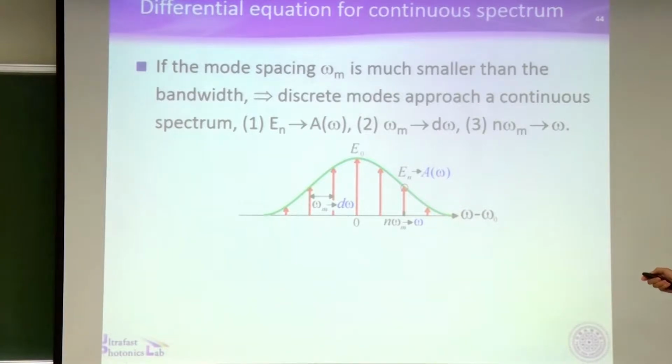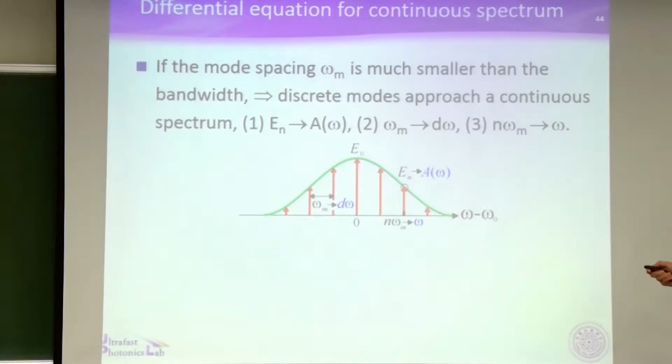Now it becomes a single unknown spectrum, big A of omega, continuous spectrum. 所以我不再需要解无穷多个 phasor， 我就解一个未知的光谱就好了。Okay? Your mode spacing becomes d omega, the frequency increment in calculus. And the n times omega m, the frequency of the nth mode, now becomes the continuous variable, omega itself.